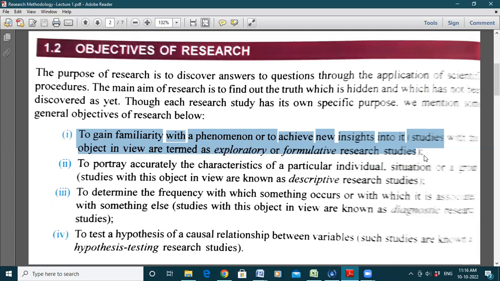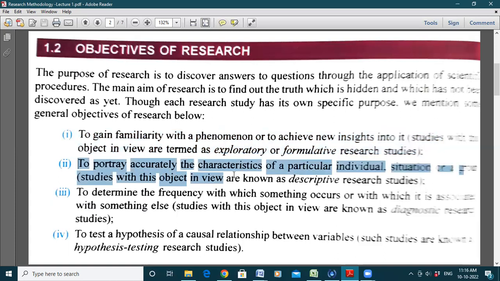Now, this may be termed as fundamental research, or you can say exploratory research or formulative research. We'll discuss those different types. Okay. Then second is to portray accurately the characteristics of a particular individual, situations, or group. And studies with this object in view are known as descriptive research studies.